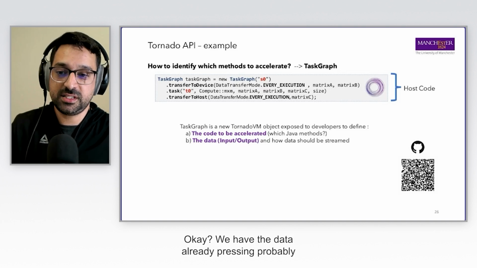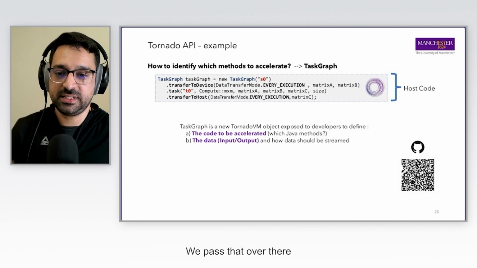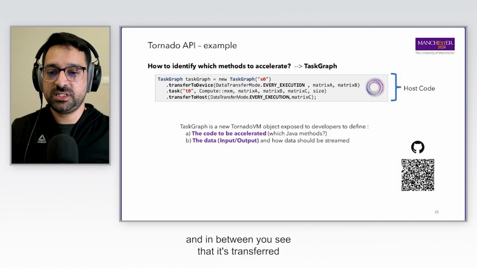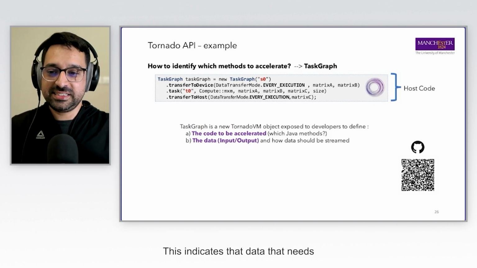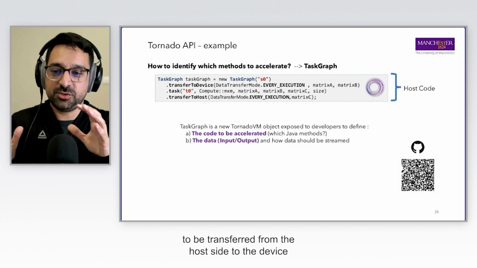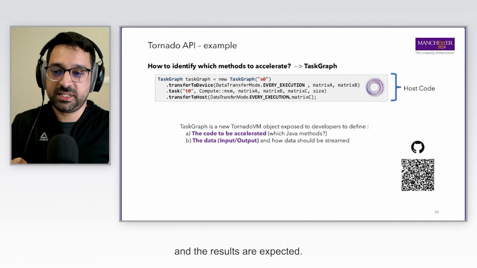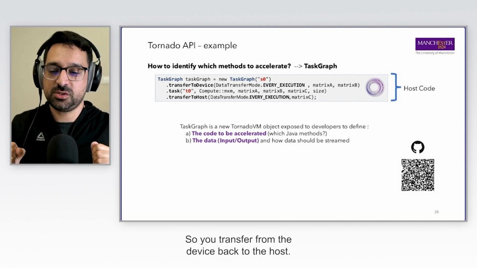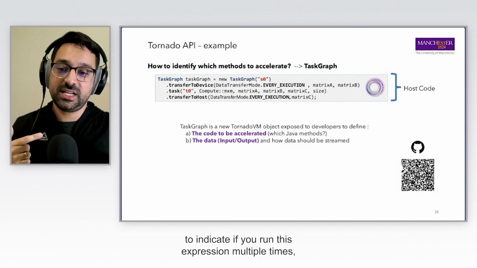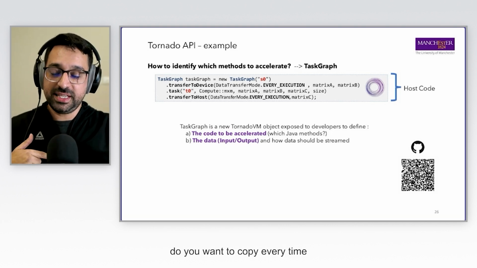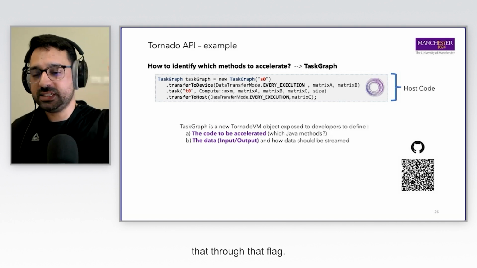Okay, we have the data already expressed, probably with Panama arrays or Panama segments. We pass that over there. And in between, you see that it's transferred to device and transferred to host. I think it's self-explanatory. This indicates data that needs to be transferred from the host side to the device, and the results are expected, so you transfer from the device back to the host. Additionally, we have a flag to indicate if you run this expression multiple times, do you want to copy every time, or do you want to copy just the first time? So you can indicate that through that flag, okay?